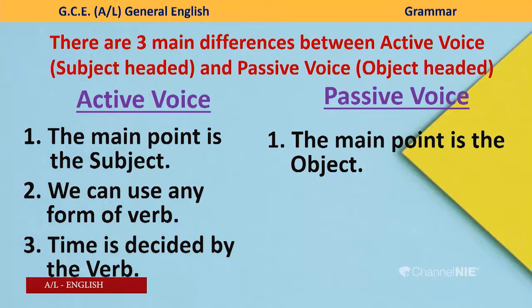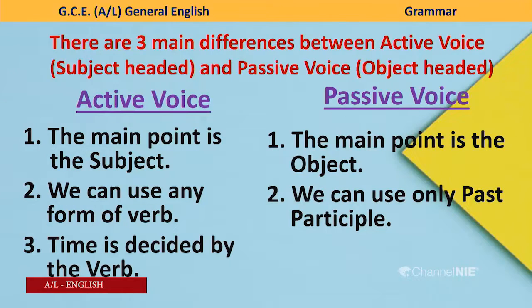In active voice, we can use any form of verb. But in passive voice, we can use only past participle. In active voice, time is decided by the verb.